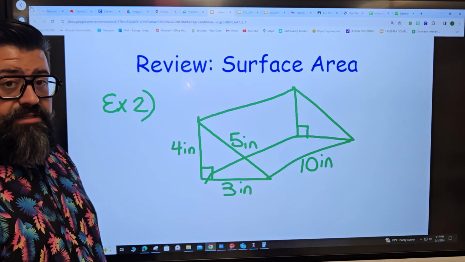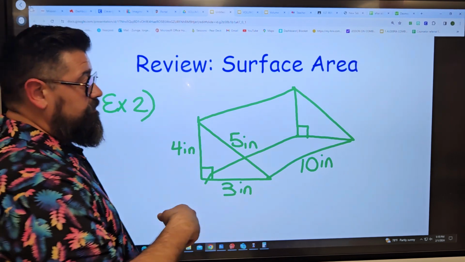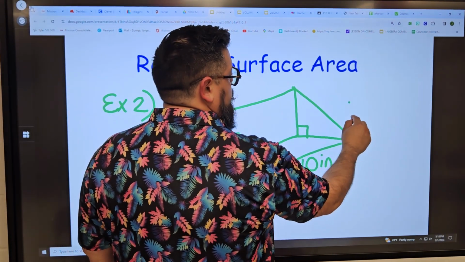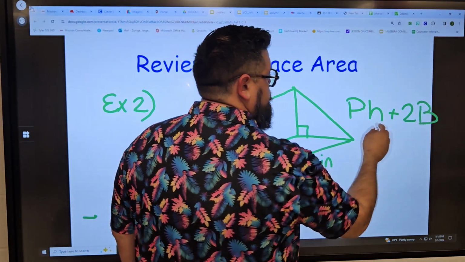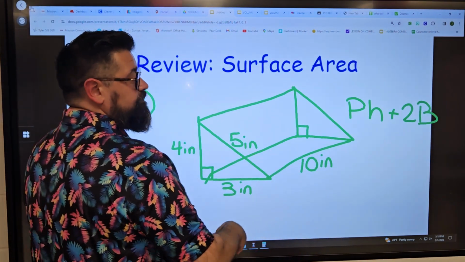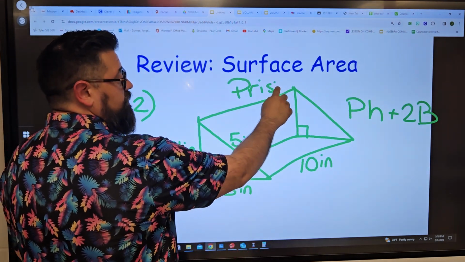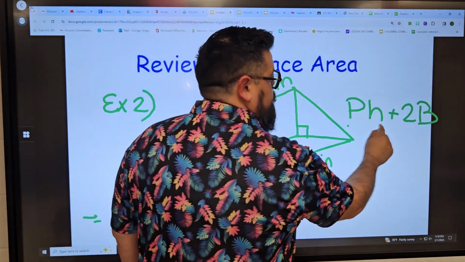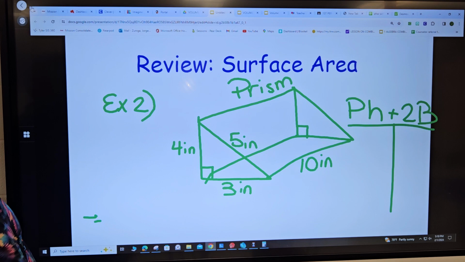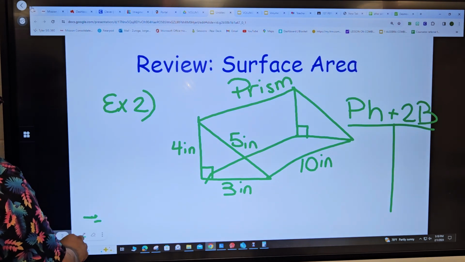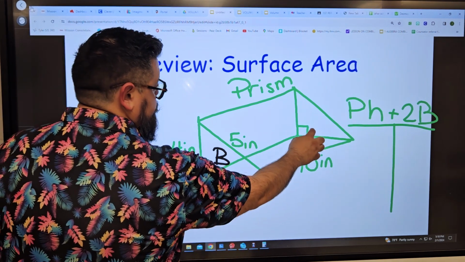All right, so we're going to do the same thing. We're just going to go ahead and set up like we did in the other one. We're going to go ahead and do your PH plus 2B, because this is a prism. It's a triangular prism. So again, I guess put that little note, that'd be good. It is a prism. And then you're just going to do that. Okay, so let's go ahead and focus on the base, which is a different color. This is your base right here. These are your 2 bases.